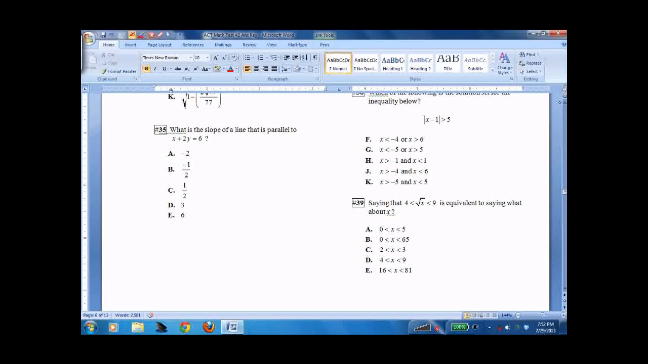35. What's the slope of a line parallel? Parallel means the slopes are the same. So which one is a slope of negative 1/2? B.